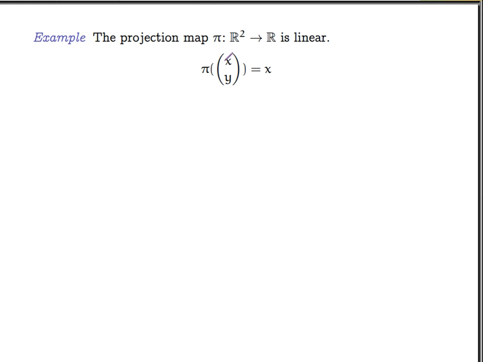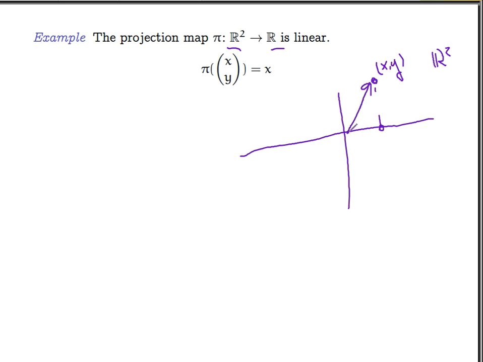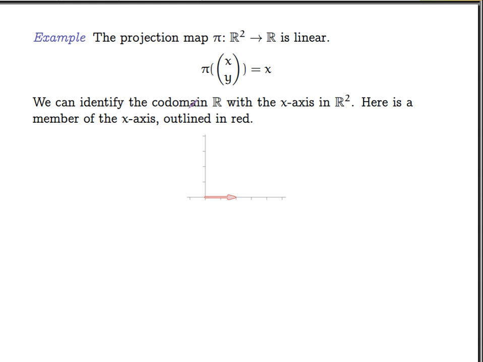Okay, let's do an example. Take the projection map from R2 to R1. Okay, so I can draw a picture of that. Here's R2. The projection map means that I map any xy, I'll project that onto the x-axis. So this vector here is always going to map to a vector along the x-axis. Right. So we can identify the codomain with the x-axis, as I just said. Here's a member of the x-axis outlined in red. Okay. So this is one particular element in the codomain.